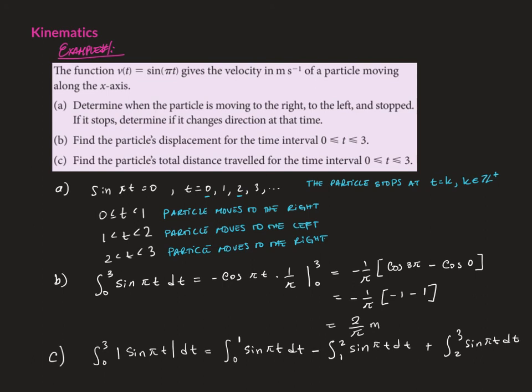Once we calculate all of these integrals, we get that the total distance traveled is going to be 1.90985, etc. So to 3 significant figures, this is going to be 1.91 meters.